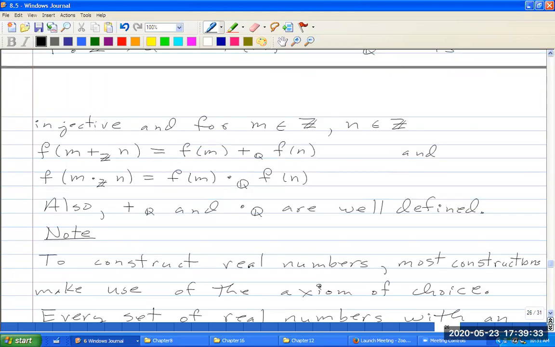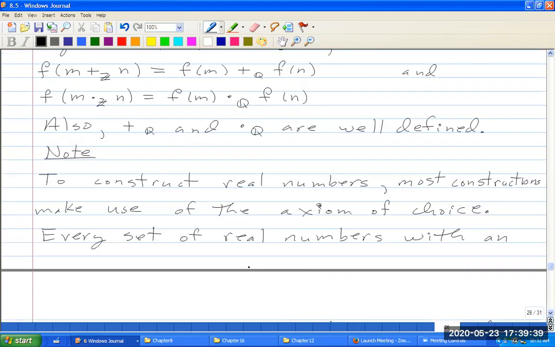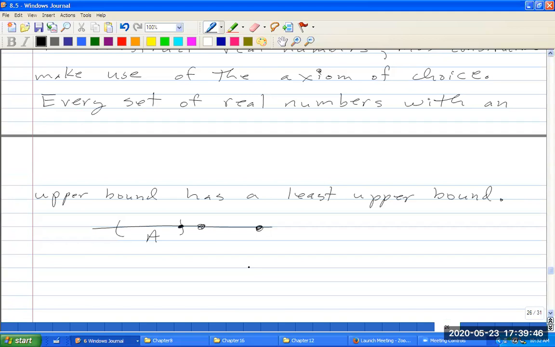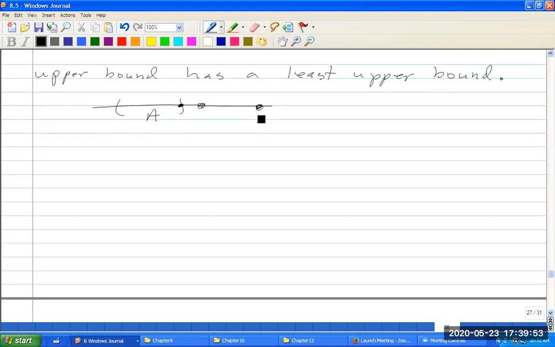Most constructions use the axiom of choice: a set with an upper bound has a least upper bound. So if you have some upper bound, meaning that it is bigger than all members of the set A, then you have a least upper bound. So this is an upper bound, this is also an upper bound. Well, eventually, maybe you have one that's the smallest one, the least one. And the least upper bound principle says that for any set of real numbers, you always have a least upper bound.